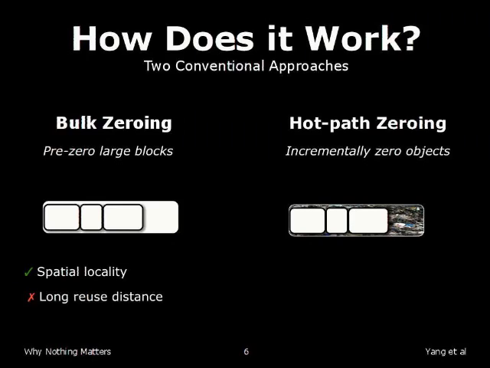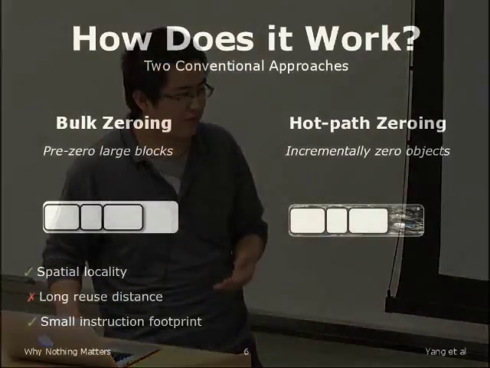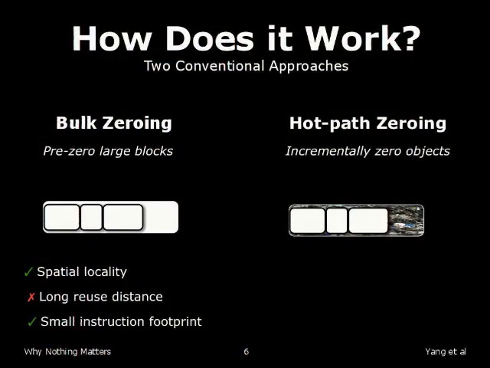But the problem is that you zero a whole block, so there's a long distance between you zeroing and the first time you reference the object you created on it. For bulk zeroing, because the block is large enough, you are allowed to use a function such as a memory set function to zero it. So the instruction footprint is pretty low.